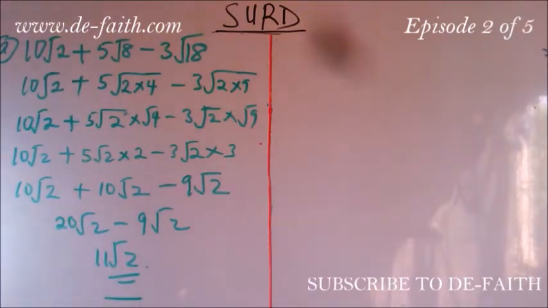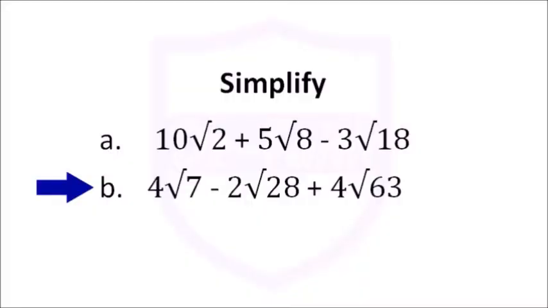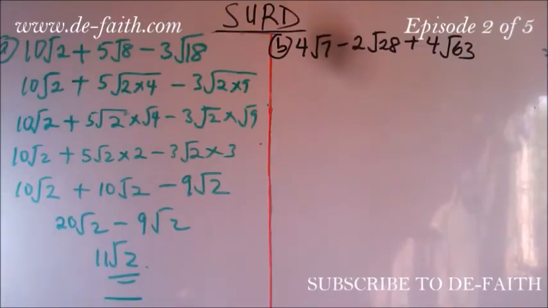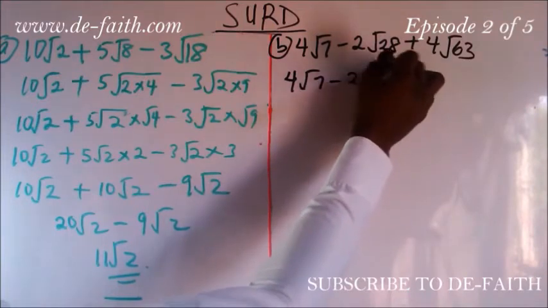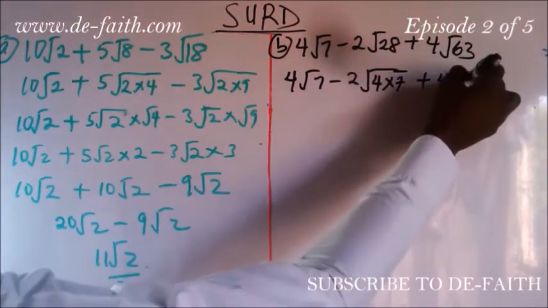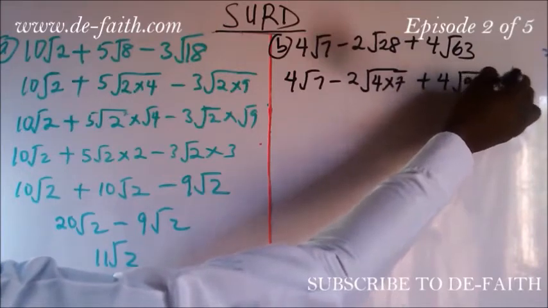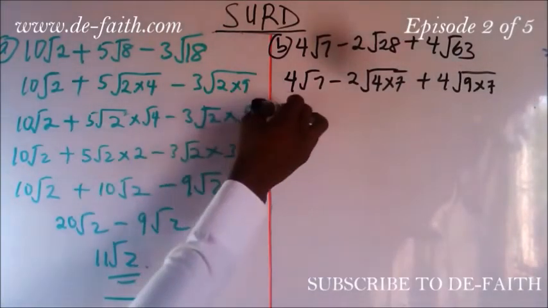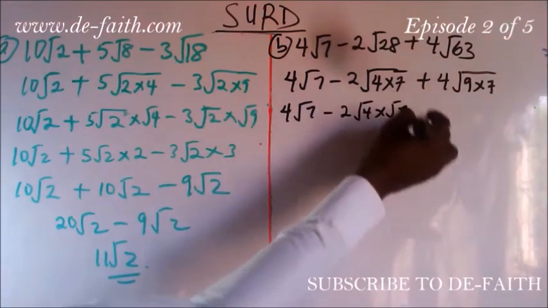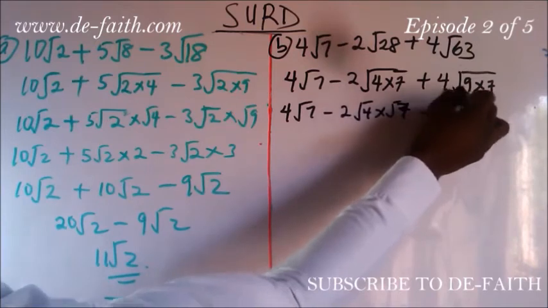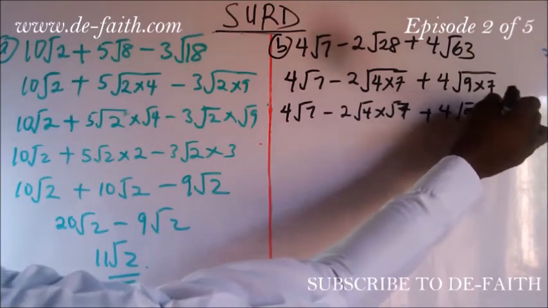And then we look at the expression 4 root 7 minus 2 root 28 plus 4 root 63. If we take a good look at this, they do not have a common root, but we could simplify it by having 4 root 7 minus 2. Then we have 4 times 7 plus 4 root 9 times 7. So we have 4 root 7 minus 2 root 4 times root 7 plus 4 root 9 times root 7.